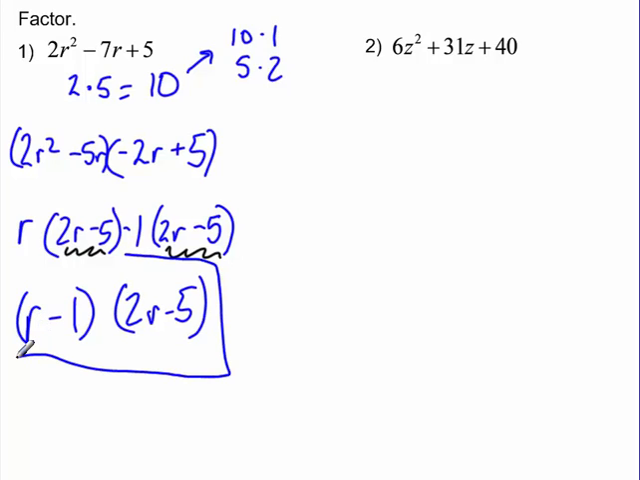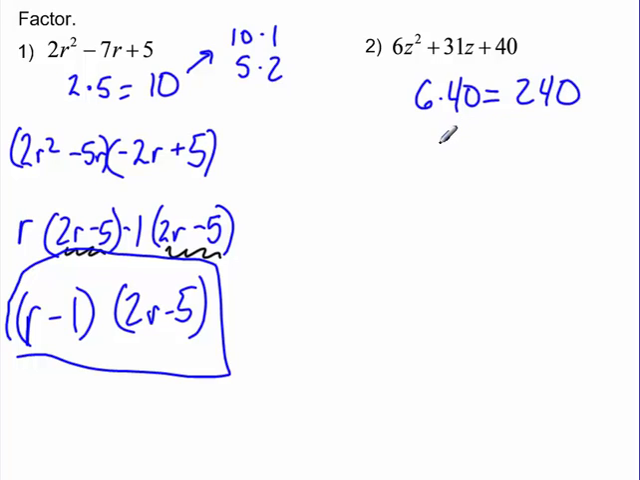That's my final answer. Okay, so let's try another one here. And at any time, go ahead and hit pause if you want to try them out on your own. This one's a little bit tougher. 6 and 40 are my A and C, so 6 times 40 equals 240.